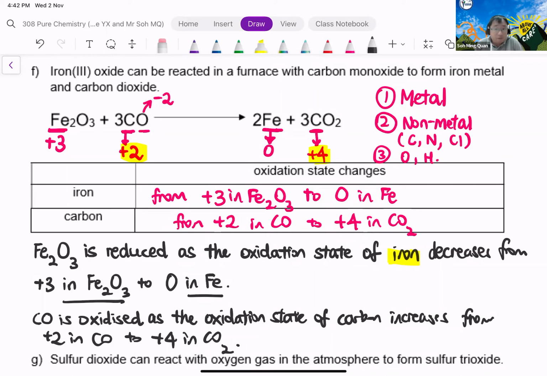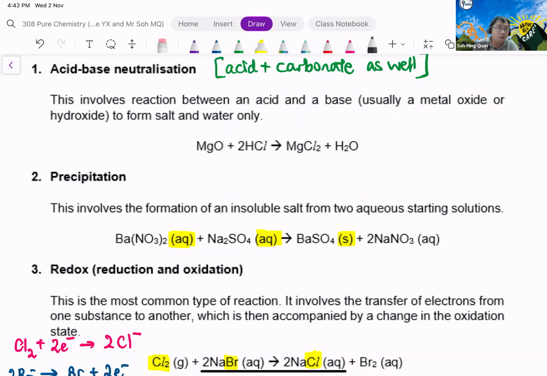And with that, I would like to move you back to page 2. So let's go back to page 2 and summarize what we have seen for redox thus far. On page 2, we started off by talking about the 3 types of chemical reactions. We have acid-base neutralization, we have precipitation. So these 2 types of reactions are not redox. Acid-base, not redox. Precipitation, not redox. The one that is redox, of course, is everything else.